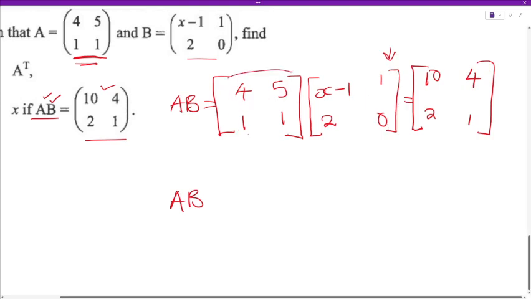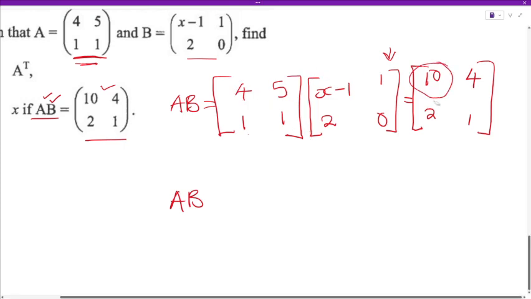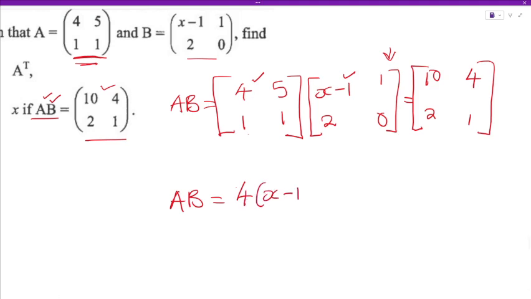So we'll simply focus on this row by this column and then equate it to what? Equate it to 10. And then we solve for x. So let's do this. No need for us to actually put the bracket, so we're just going to say 4 times this one. Because you have two values there, you do it this way, x minus 1, because that 4 has to multiply with x and negative 1. That's why we put those values in brackets.